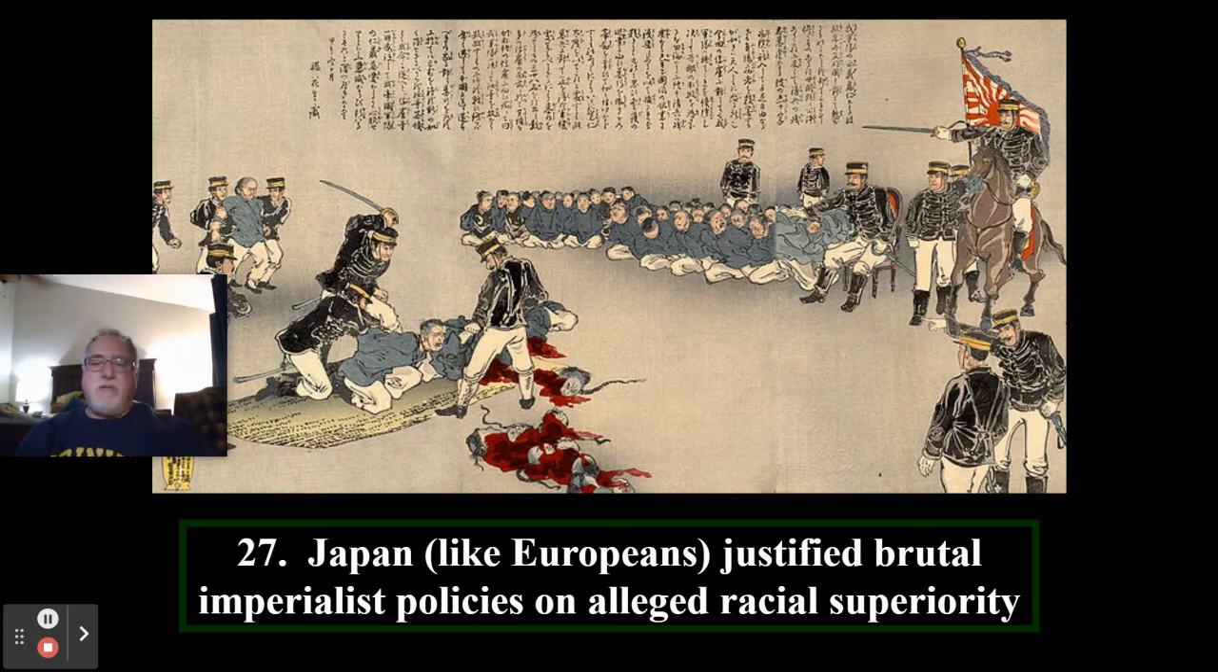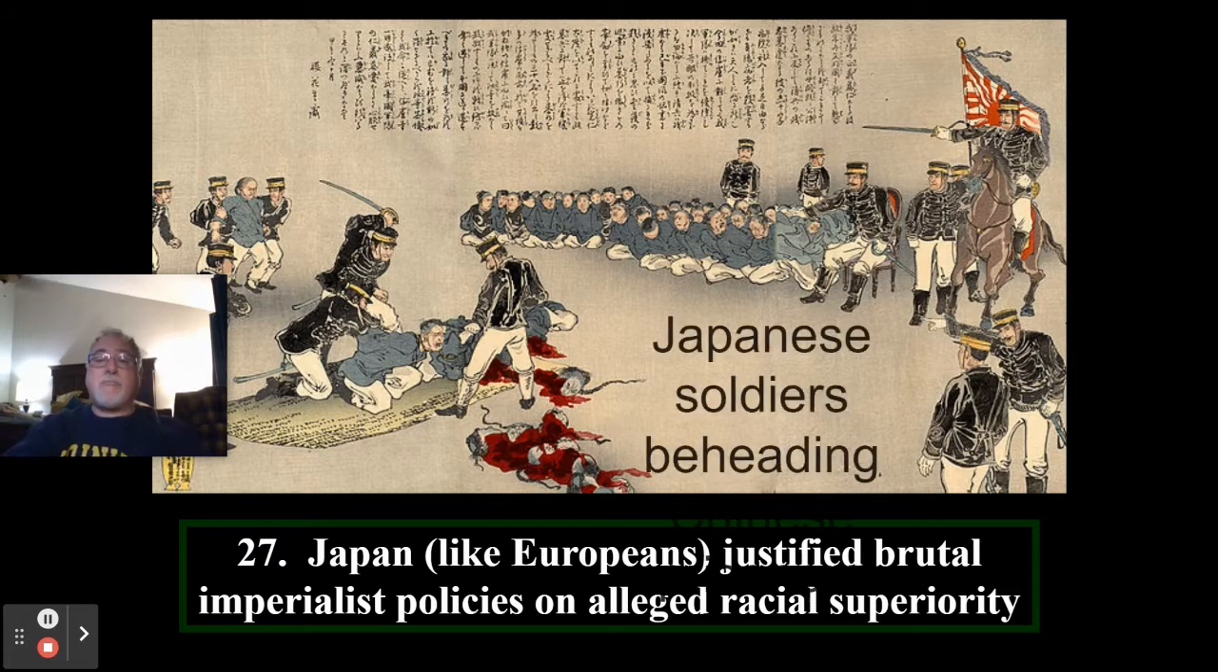Japan, like the Europeans, justified brutal imperialist policies on alleged racial superiority. They saw themselves as the superior Asiatic people, especially with respect to the Chinese. And I find it interesting that they felt that way because I'm pretty sure the Chinese felt that way as well. These are Japanese soldiers beheading Chinese soldiers, citizens.